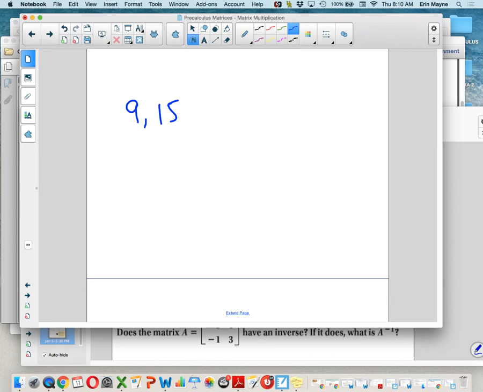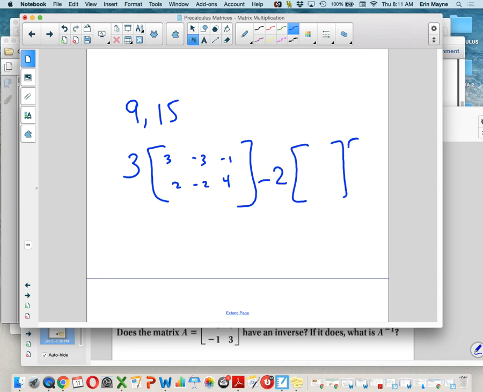Let's rattle those off real quick. So number 9 gives us 3 times the matrix C, which is 3, negative 3, negative 1, 2, negative 2, 4. 3C minus 2, and then it says DC. So you've got to be real careful here. D is 1, 0, 0, 1. And C, I'm going to squeeze it in, but then we'll spread it out on the next one, is the one we just wrote down: 3, negative 3, negative 1, 2, negative 2, and 4. On the next line, I'll clean that up a little bit.